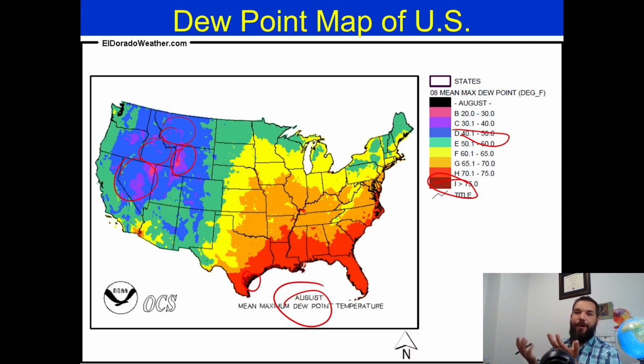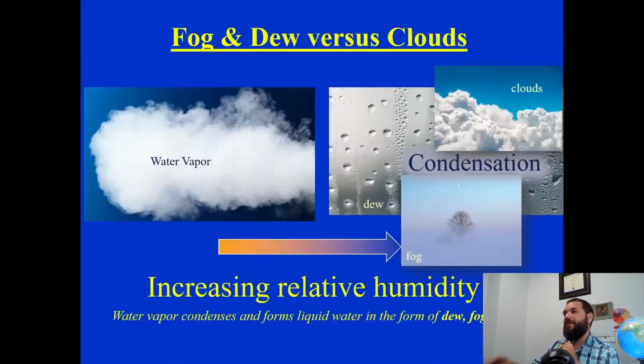So where would you rather be? You'd rather be in the Rockies in August versus Corpus Christi, right? Because it's not very humid and it's relatively cooler. But anyway, I like dew point more because it tells you how much water is really in the atmosphere at a given time.